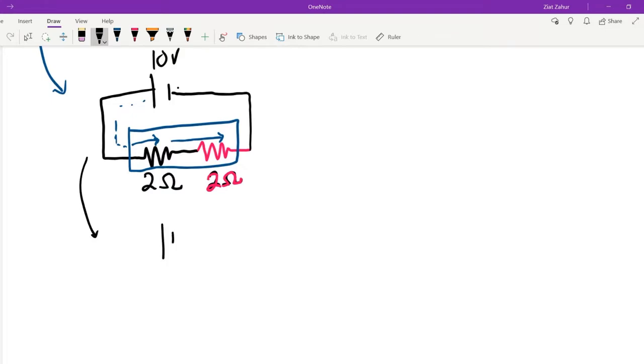This means I still have my battery, and the battery's still 10 volts. Instead of using two 2-ohm resistors, we can do the same thing by using just a single resistor that has a value of 2 plus 2, which is 4 ohms. This time we're adding them because the resistors are in series. And for series resistors, you add.